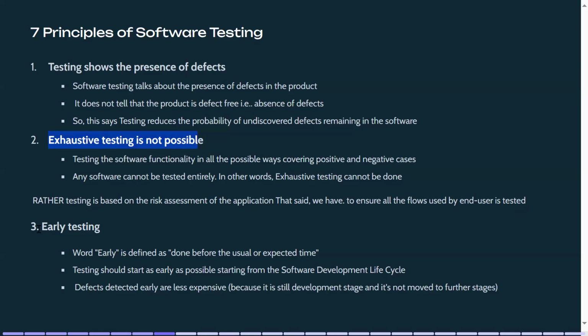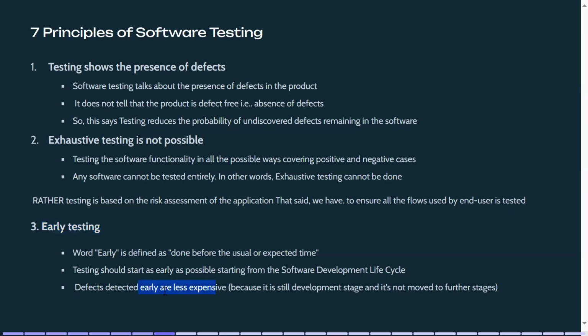Next, early testing. What is early testing? Early testing definitely saves time and money, right? Testing early in the software development life cycle can help detect and correct defects before they become more expensive to fix later in the development cycle or after the product is released.